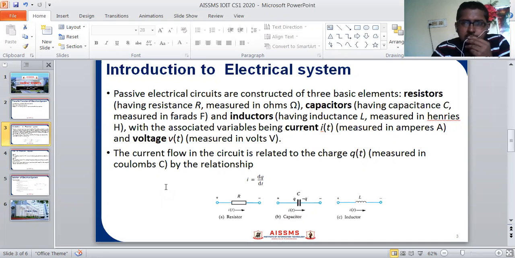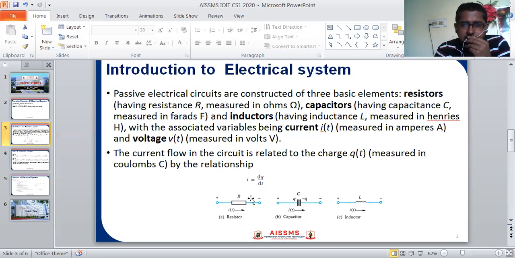When we are discussing the introduction of electrical systems, we can look here at passive electrical circuits. They are constructed depending on three basic elements: resistance, capacitor, and inductor. Resistance is measured in ohms. Capacitor is measured in farads, and inductor is termed L and measured in henries. All these three parameters are associated with current and voltage.